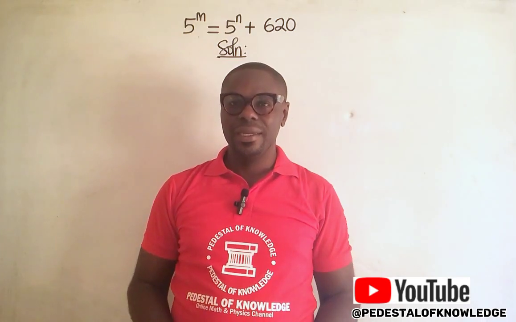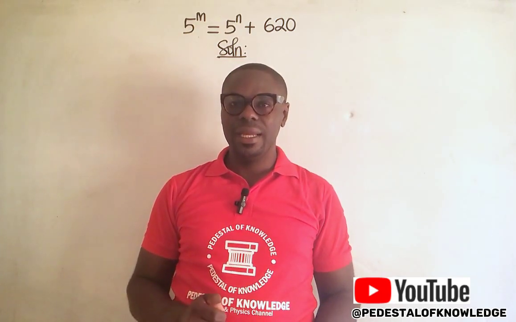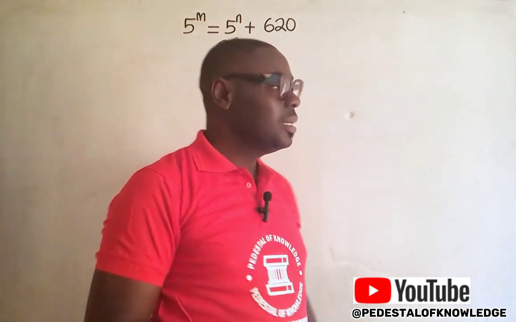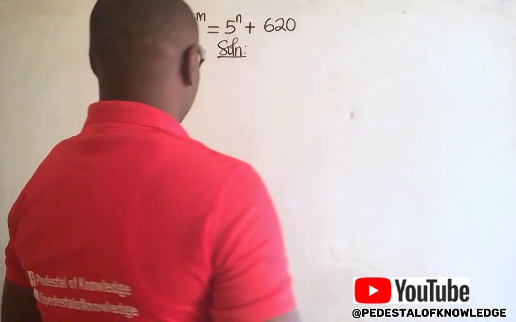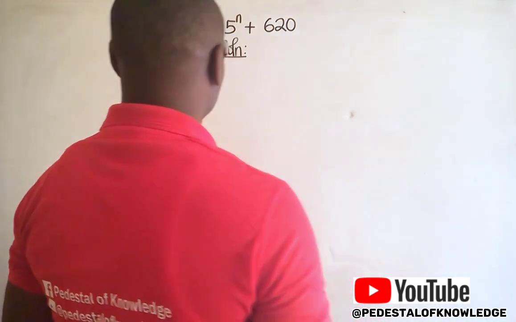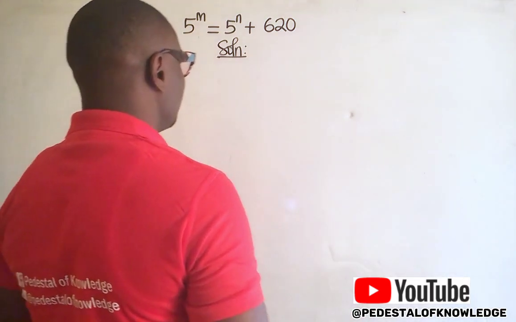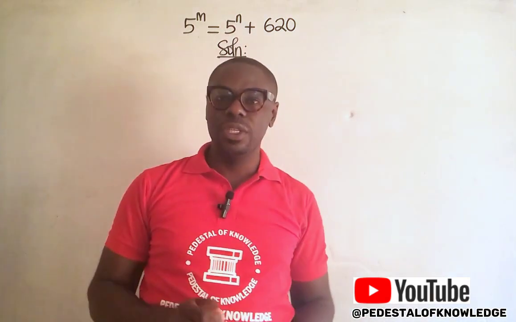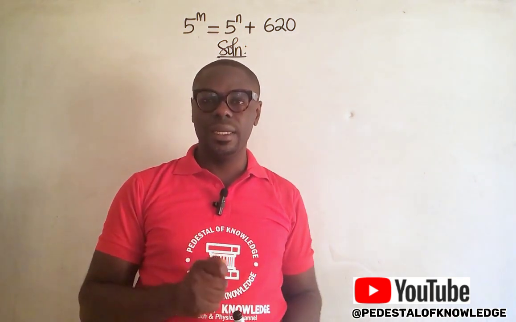Hello friends, let's look at this amazing and interesting Olympiad math problem. Okay, now it says find the values of m and n that satisfy the equation 5 raised to power m is equal to 5 raised to power n plus 620. All right, now I want you to pay very close attention to this problem because it is very technical.